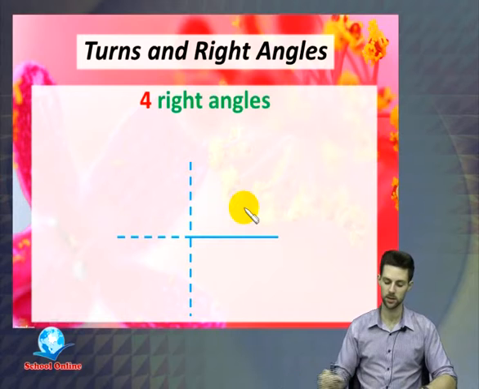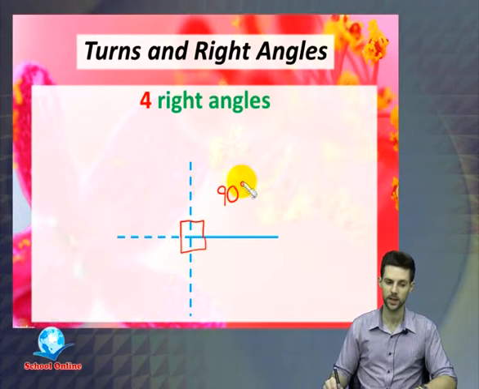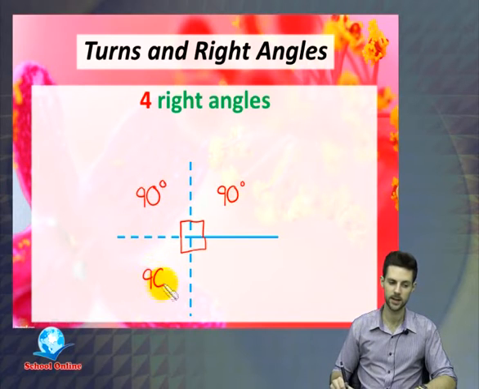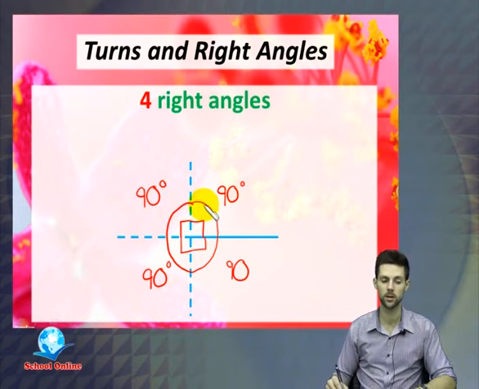So here we have four right angles. Let's mark them on. 1, 2, 3, 4. 4 right angles. 4 90-degree angles. 90, 90, 90, 90. So if we look, that is a full turn. If we imagine we go round and we turn a quarter, a half, 3/4, and a full turn.